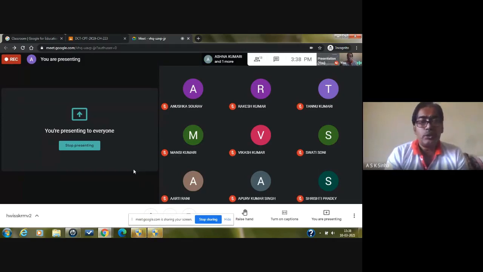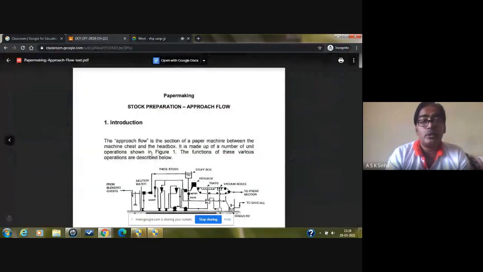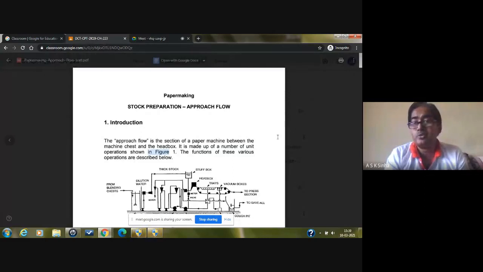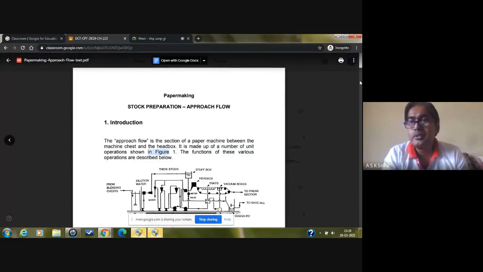Right, so basically we'll be talking about the stock preparation here. Stock preparation in the paper industry is the most important section. You can see here, and sometimes it is also called the central section of the industry.